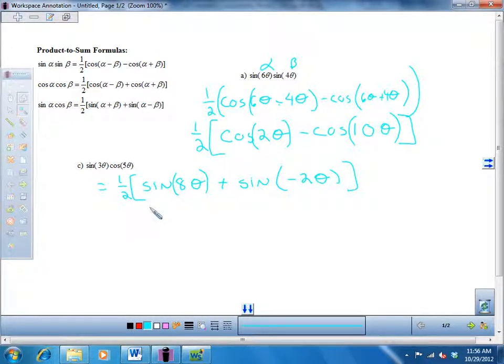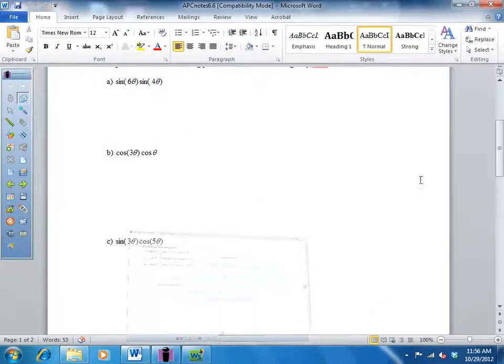So I could rewrite this as 1/2 sine of 8 theta minus sine of 2 theta, okay? And don't forget that this parentheses has to be around the whole thing. All right? Is that hard? Easy, right? Just plug it into a formula. All right. Now I'm going to go on to the next page and talk about some of those.